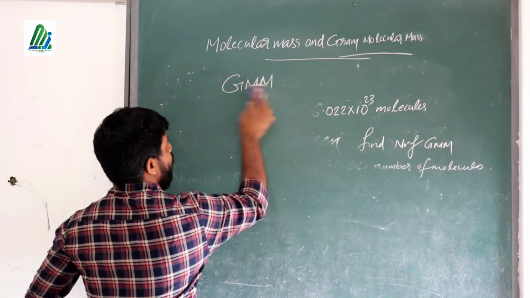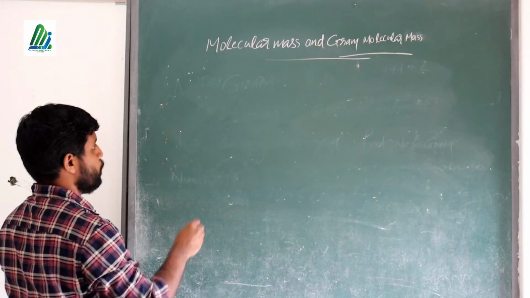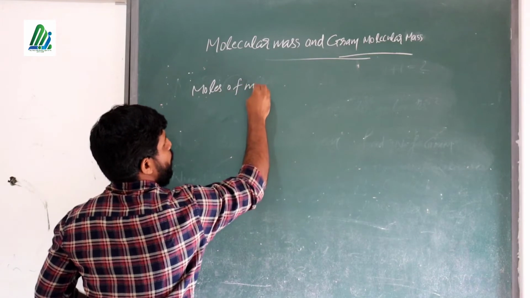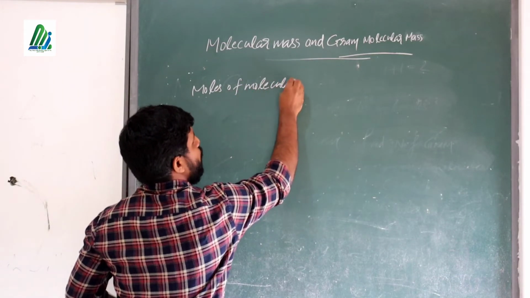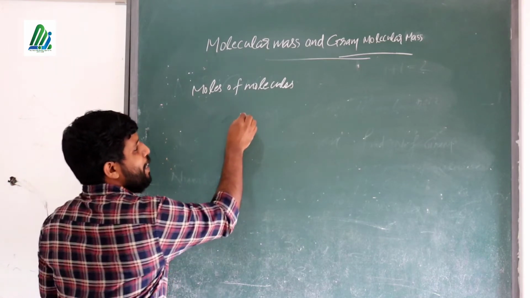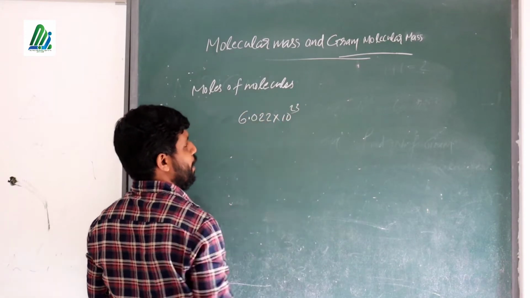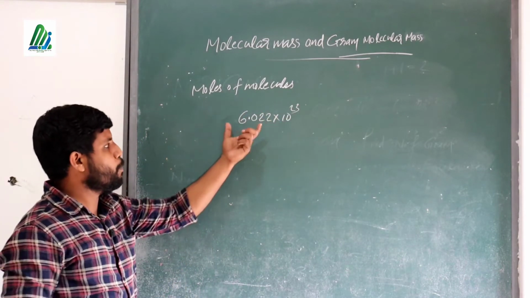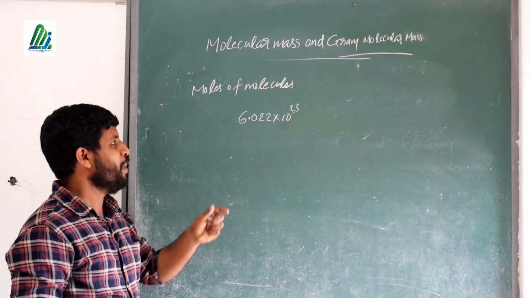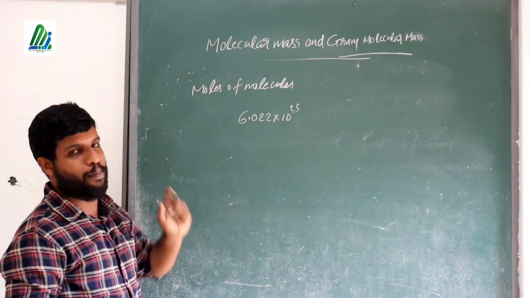Then we are going to discuss the second topic related to that, moles of molecules. What is a mole of molecules? 1 mole means 6.022 into 10 raised to 23 particles. If a substance contains 6.022 into 10 raised to 23 particles, that is known as 1 mole. If it is 6.022 into 10 raised to 23 molecules, that is 1 mole.